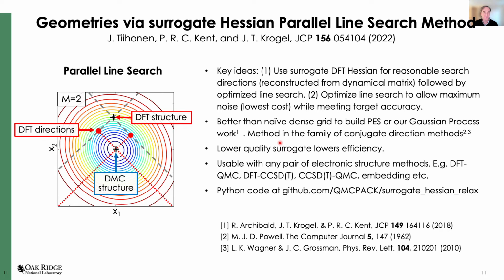One thing I would note is that this can work with any combination of electronic structure methods. They don't even have to be stochastic electronic structure methods. So here we're using DFT with quantum Monte Carlo. But if, for example, one had a new coupled cluster implementation that didn't have gradients, one could apply it in combination with DFT. Or we could do a QMC correction of CCSDT, for example, or we use this with embedding methods.